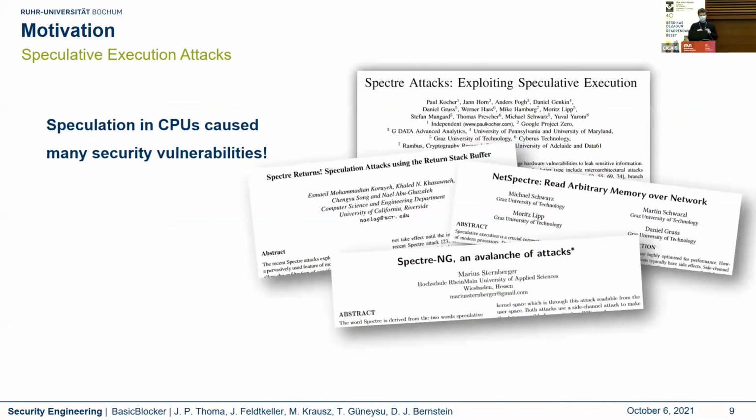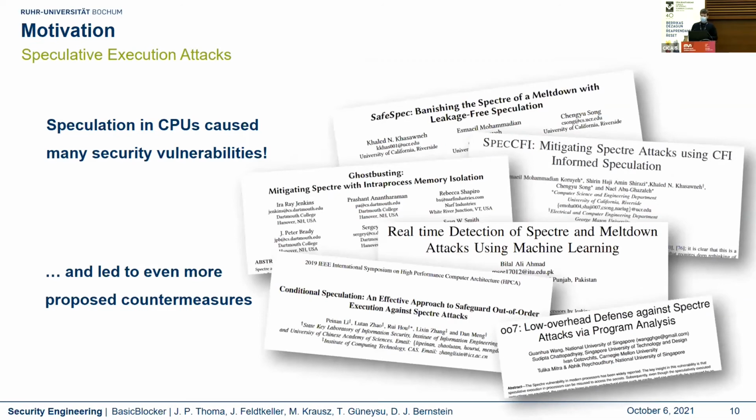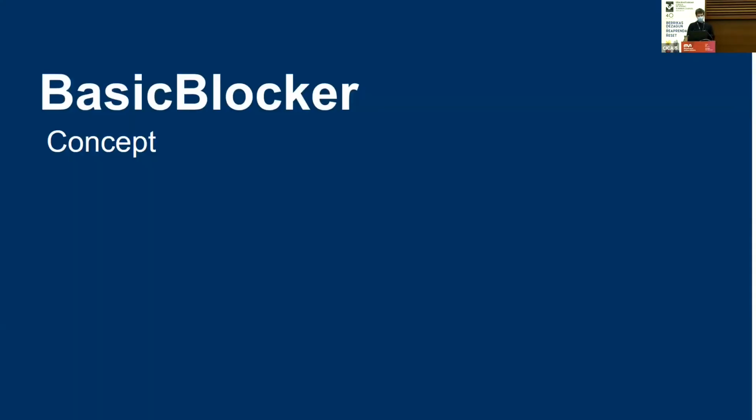And afterwards, after this attack was published, we had a lot of other attacks that work similarly, using speculative execution to exploit a lot of programs, and also other types of speculation. So, for example, data speculation was also used. And where we have attacks, we also, of course, have a lot of countermeasures. So a lot of countermeasures were proposed as well. And so this is the basic playing field where BasicBlocker is laid in.